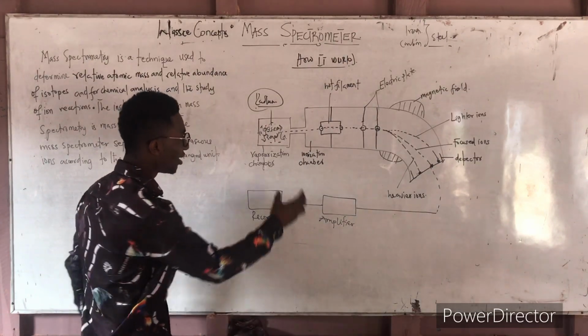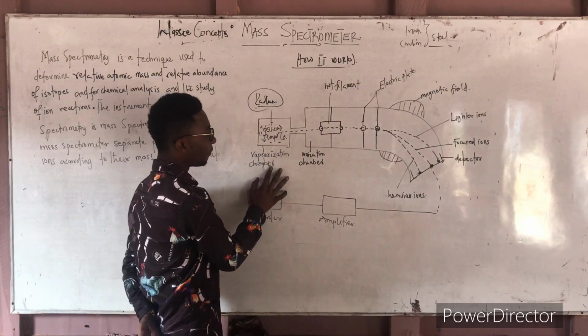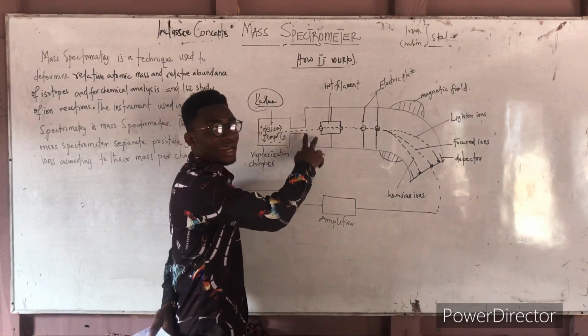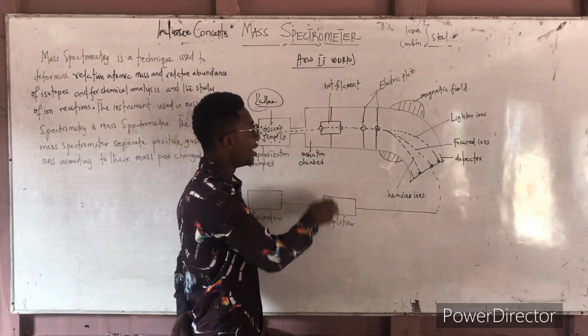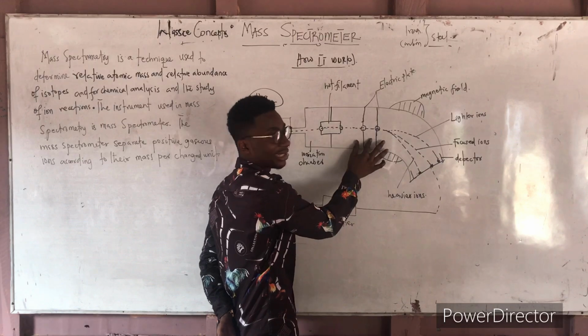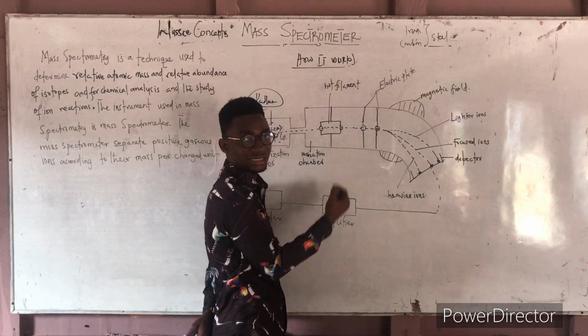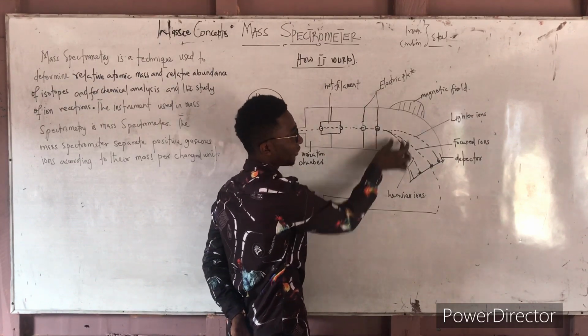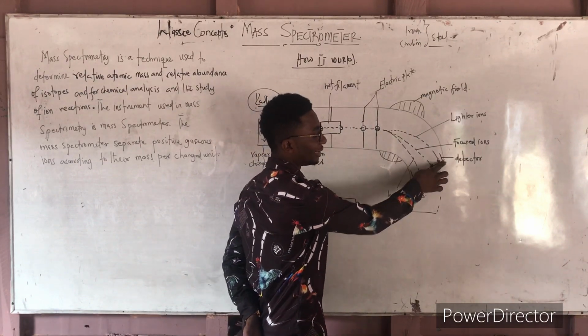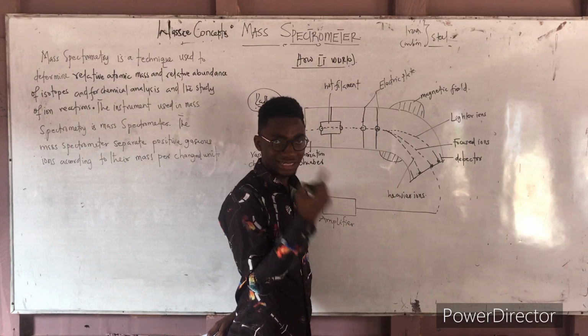So we start from here. The sample is vaporized into a gaseous state. The gaseous sample is ionized by bombarding it with high energy electrons. The ionized sample is attracted by the electric plate, which accelerates it into the magnetic field. The magnetic field will deflect the sample onto a detector to be seen on the detector.